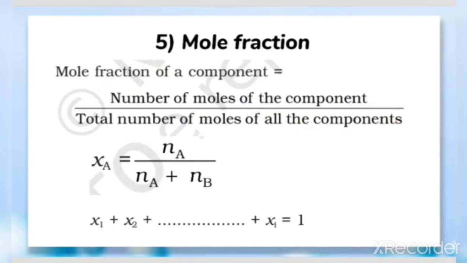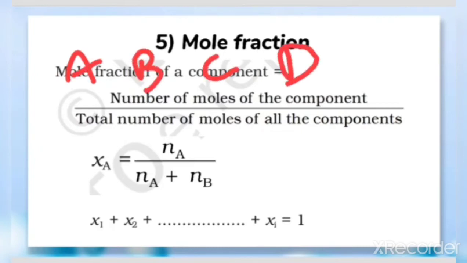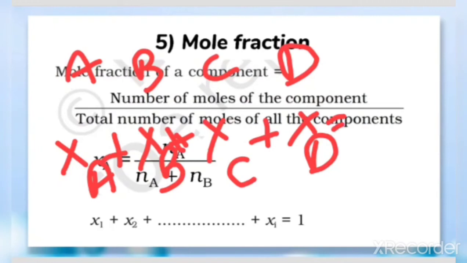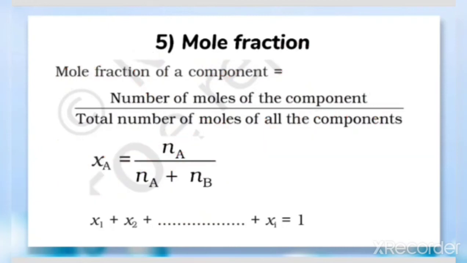If it is a quaternary solution, that means it has 4 components, let me call them A, B, C, D. The mole fraction of A plus the mole fraction of B plus the mole fraction of C plus the mole fraction of D, the sum of the mole fractions of all the components in the solution, must be equal to 1. So whatever the number of components present in a solution, the sum of the mole fractions of all the components will be equal to 1.